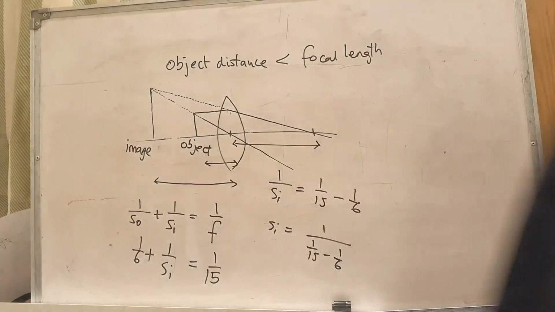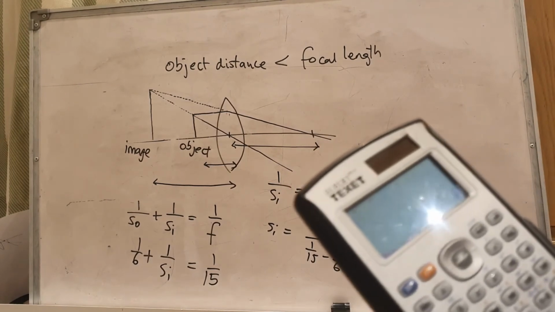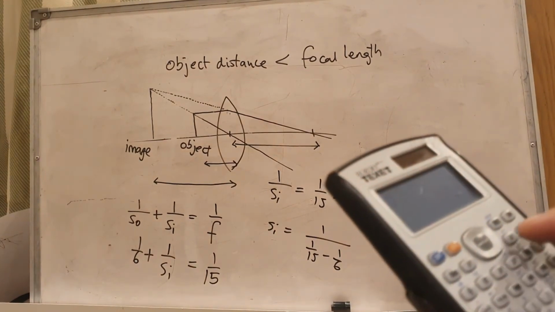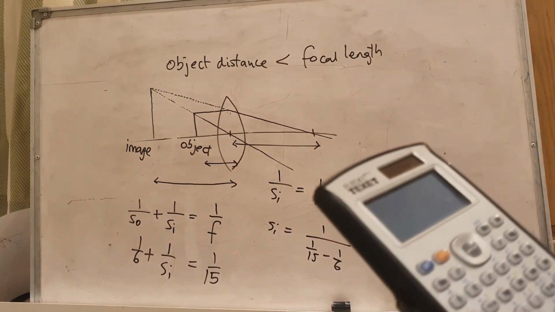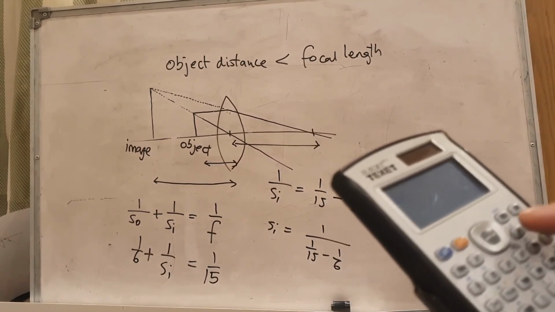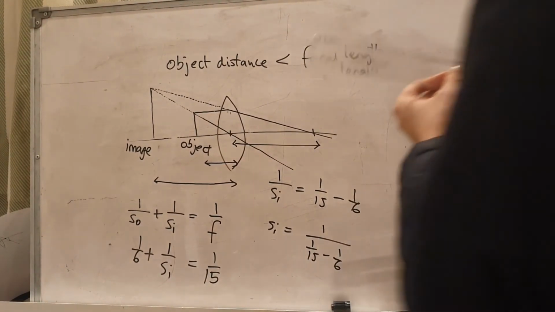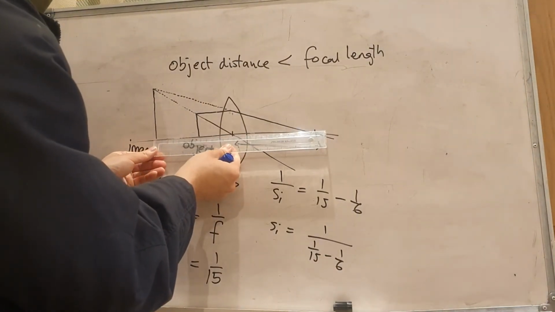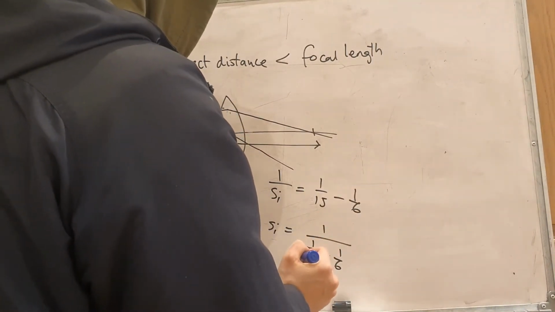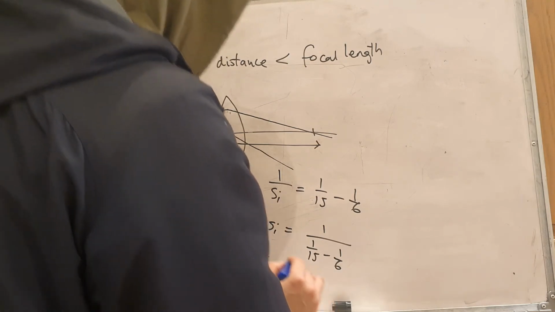So what do we get? Let's put the numbers in. You get 15 to the minus 1, minus 6 to the minus 1, and we inverse that, answer to the minus 1. You should get minus 10. So it's minus 10. Let's see if that's minus 10. SI is equal to minus 10. This is calculated.